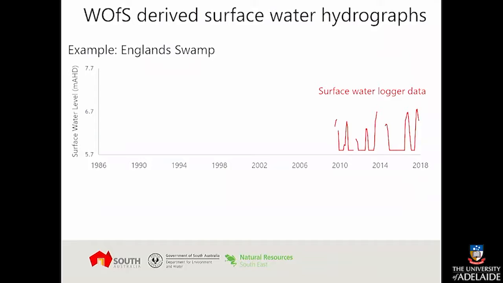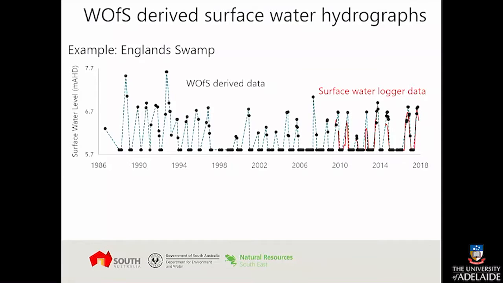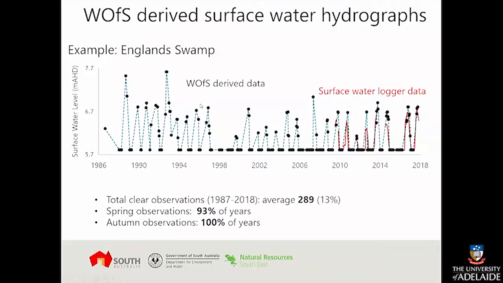This is an example of one site where we've got some monitoring data from 2009 till now, but then we can go back for all of the WOfS data back to 1986. For that particular site, it correlates fairly well, especially the seasonal maximums, and when we have got that data, we can then do corrections. In the southeast in particular, from 1987 to 2018, we've got an average between 250 and 300 clear observations. We can get the maximum spring elevations in 93% of the years, and we can get the autumn low, or wetland low, 100% of the time.